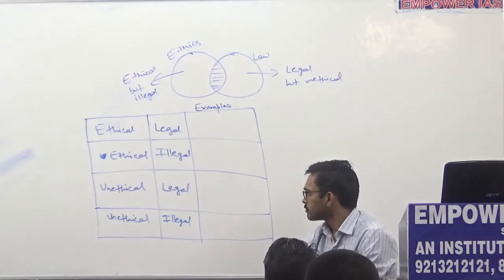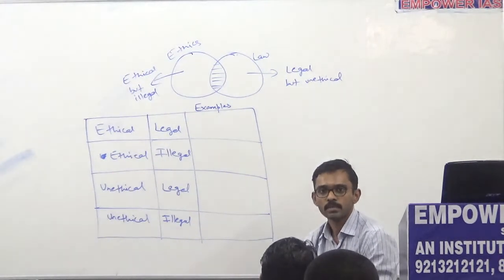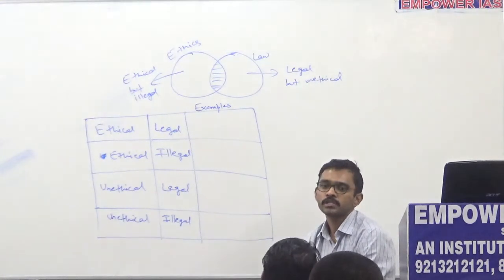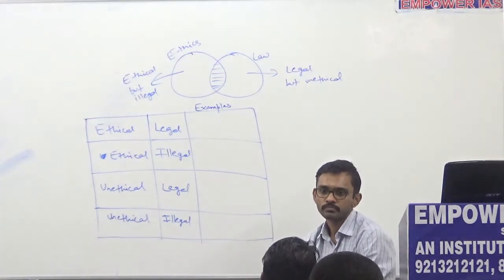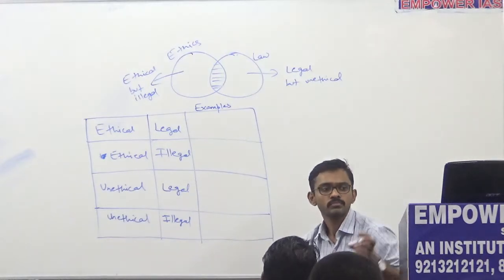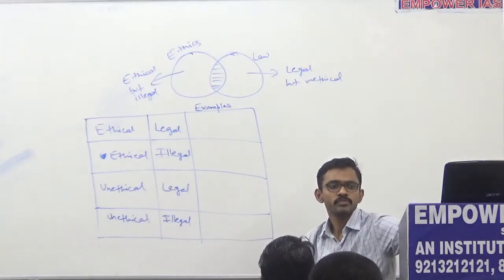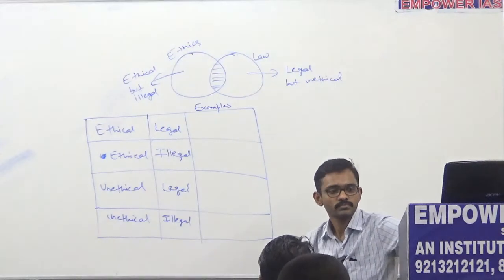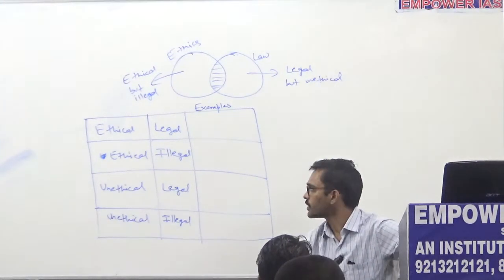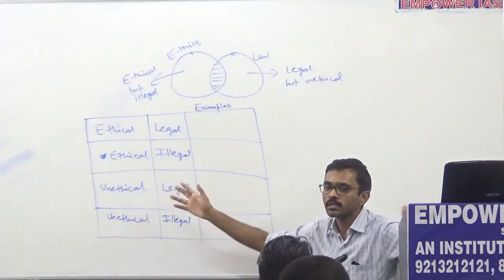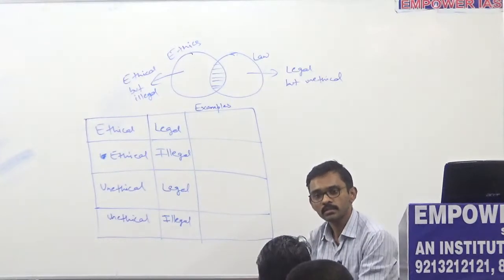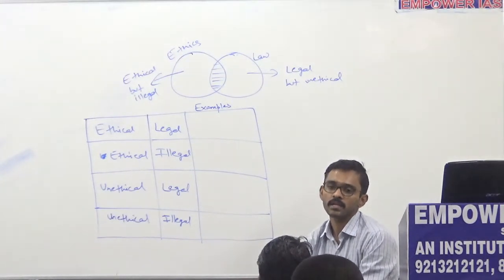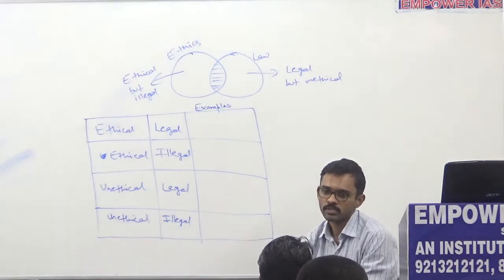Unethical but legal: something which is sanctioned by law, something which is legal, but from an ethics point of view it is questionable. Here we are talking of laws which allow something. We have a law which allows something, but which is unethical. We have to give those examples for which a law exists.